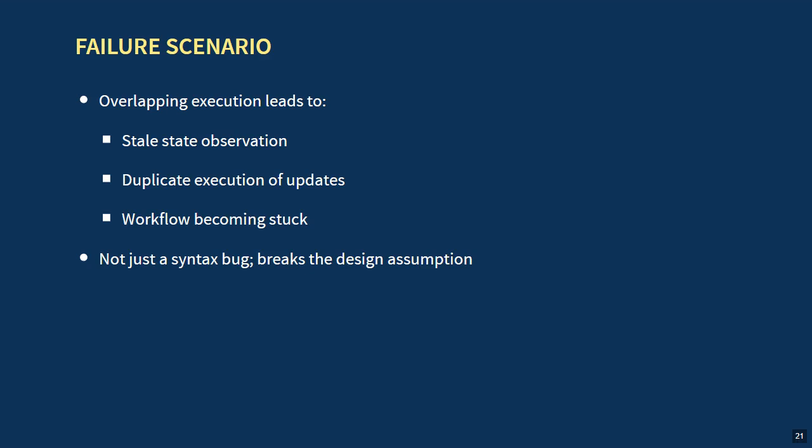In a failure scenario, overlapping executions can lead to stale observations, duplicate updates, or workflows that become stuck. It's important to understand that such issues do not simply arise from syntax errors, but from a fundamental mismatch between our design assumptions and the realities of execution in a concurrent environment.